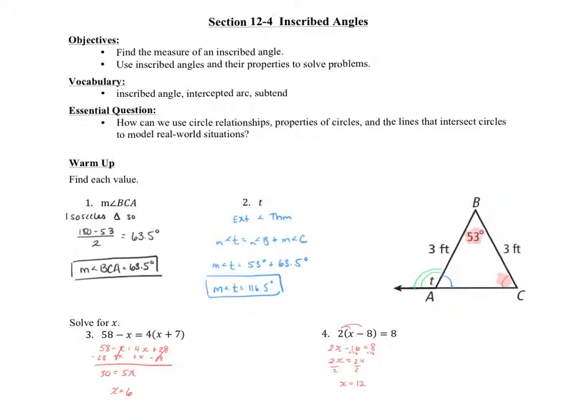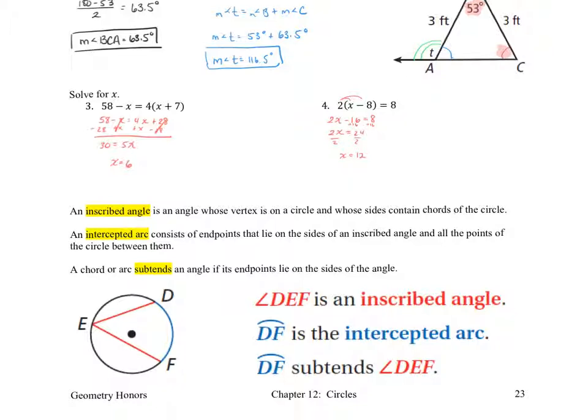Basically the ones that don't form a linear pair. The two angles that don't form a linear pair with angle T. So before, we learned about central angles, which come off of the center. So it might have been like that. But now we're going to be talking about inscribed angles.